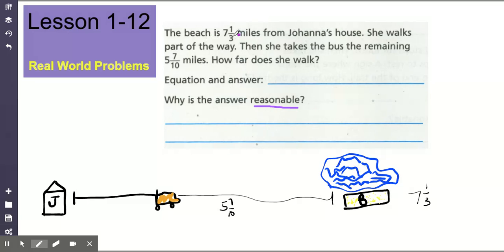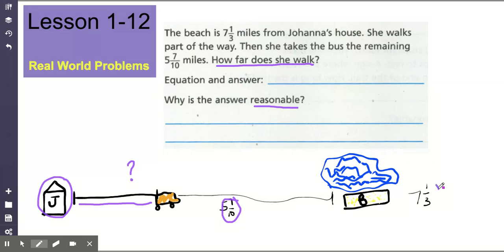So the beach is 7 1/3 miles from Johanna's house. So over here, that J is Johanna's house, and the B over here, you can imagine, is the beach. So Johanna walks part of the way. So that is this purple line. Now it doesn't really give me a number, so I'm just going to put a question mark. Then she takes the bus, that's my awesome orange bus right there, the remaining 5 7/10 miles. So I write that number here, 5 7/10. My question here is, how far does she walk?